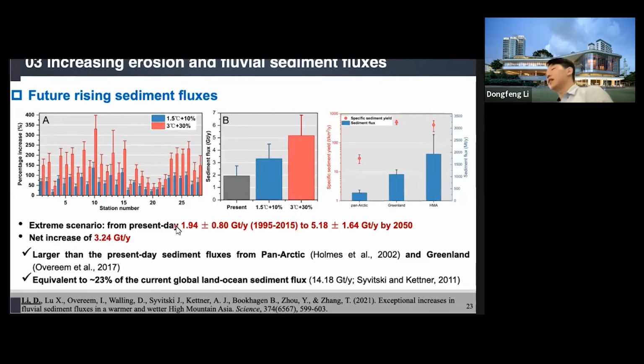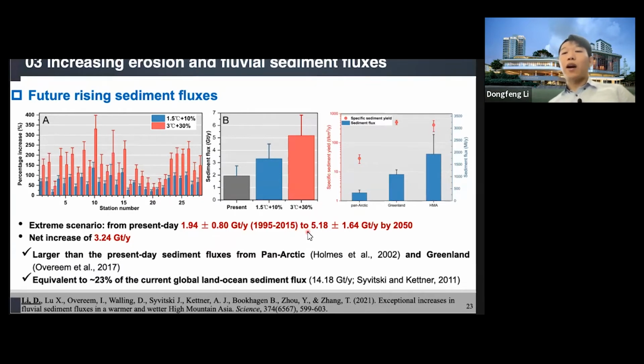With such a sensitivity result, and also with the future climate change scenario that we predict by the middle of the 21st century, by 2050 roughly, because the climate models predict that in the next few decades the climate here will continue to become warmer and wetter. Under the extreme climate change scenario, which means that the temperature increases 3 degrees and the precipitation increases 30%, the current fluvial sediment in the region will increase from the current 1.9 gigaton per year to over 5 gigaton per year by the middle of this century.